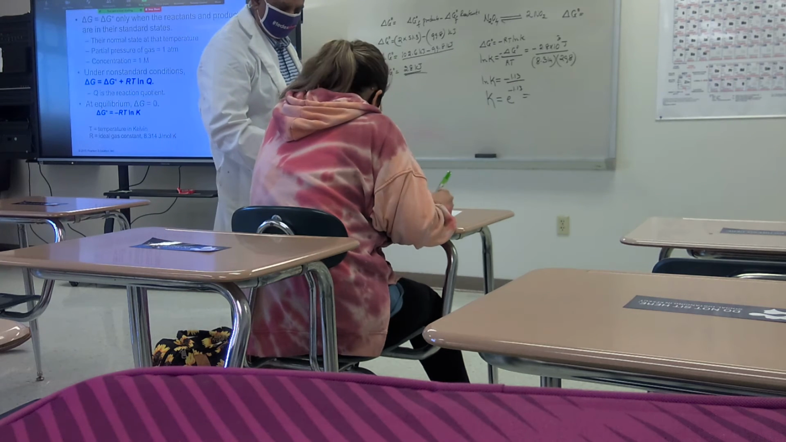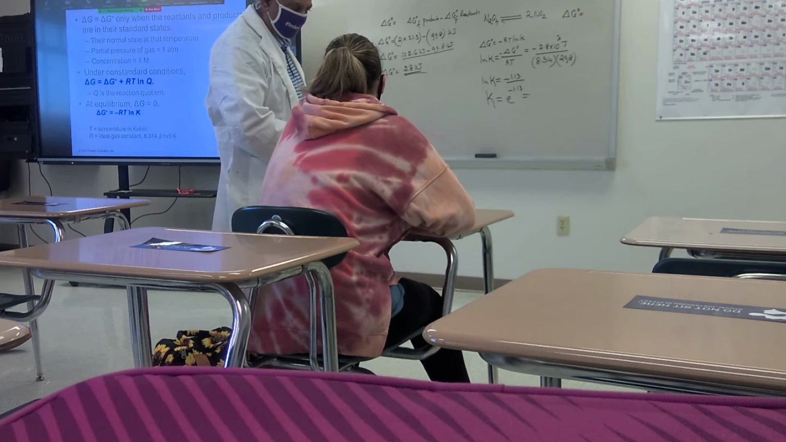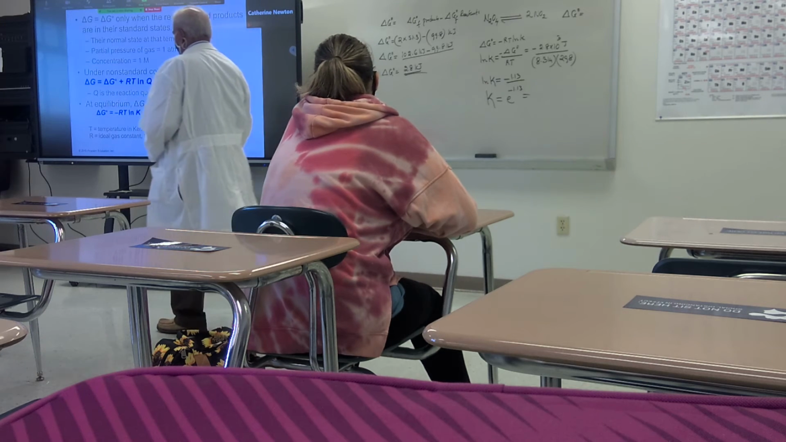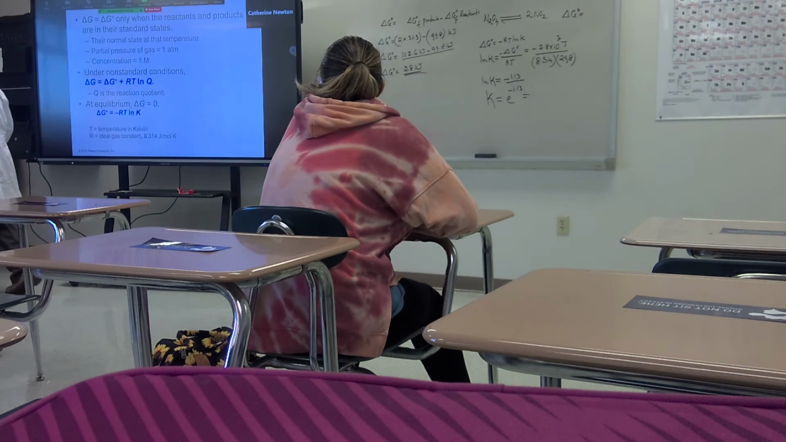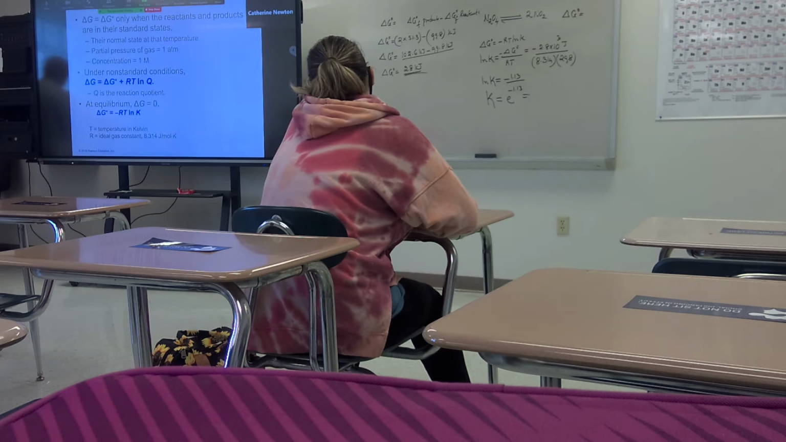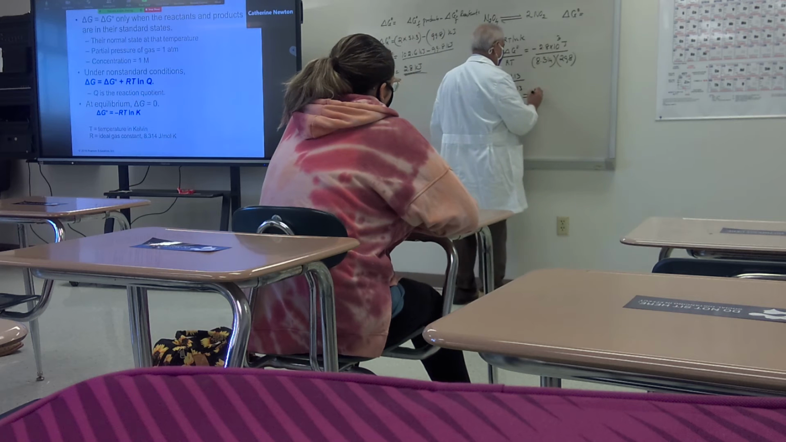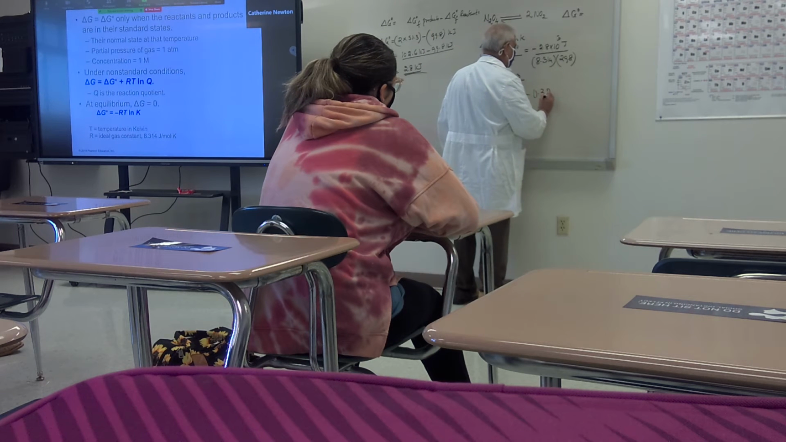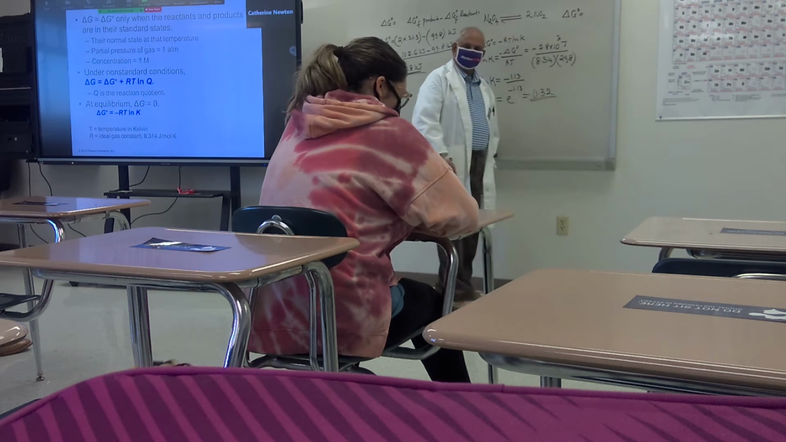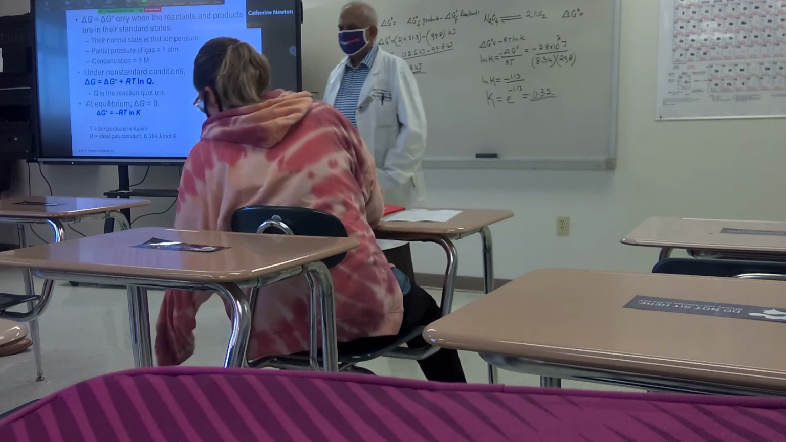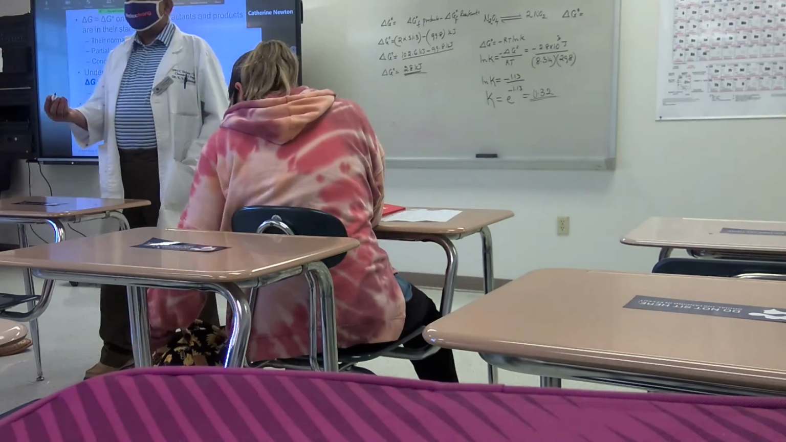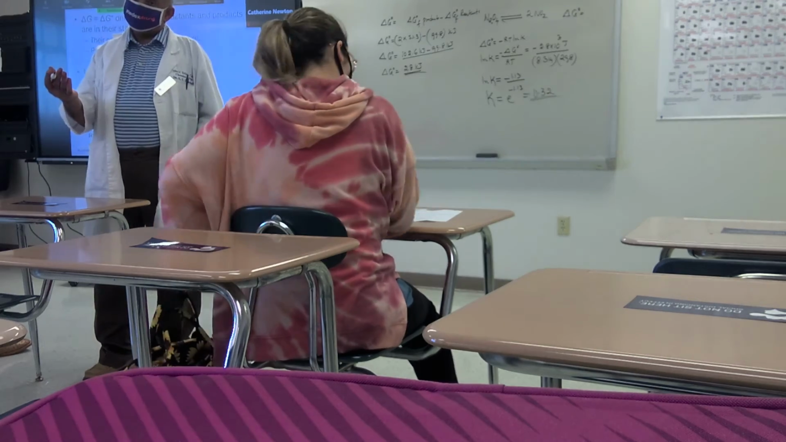Did you figure out? How much is that? 0.32. So the equilibrium constant value is very low in fact, 0.32. However, it is a positive number, correct? It's a positive number. When the equilibrium constant value is positive, the reaction is spontaneous.